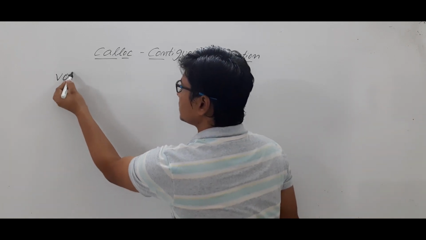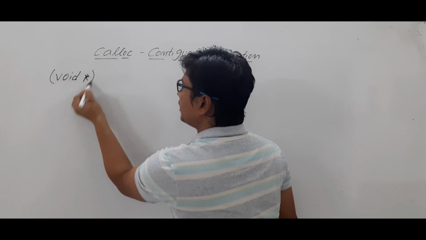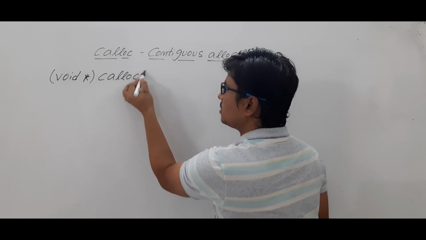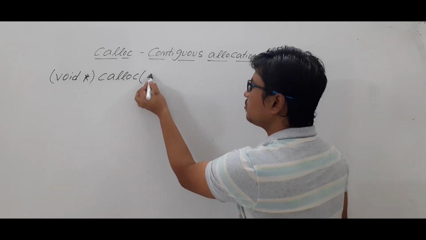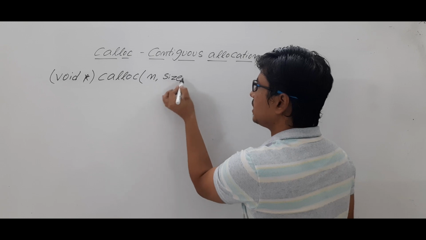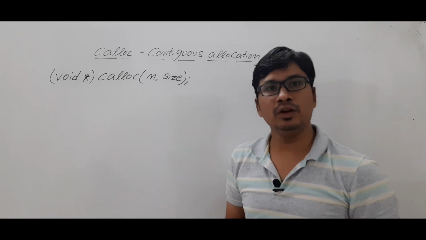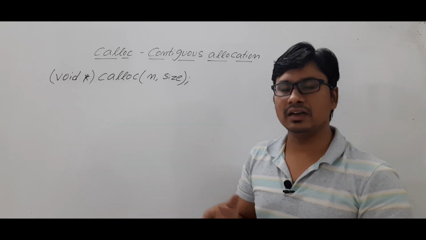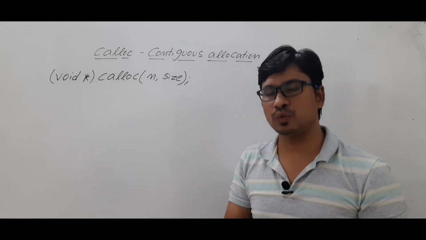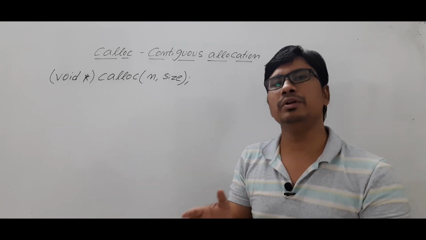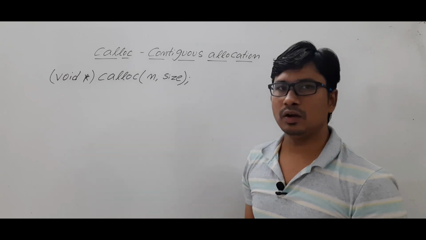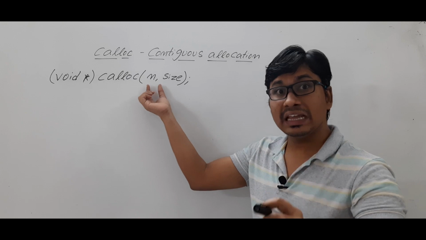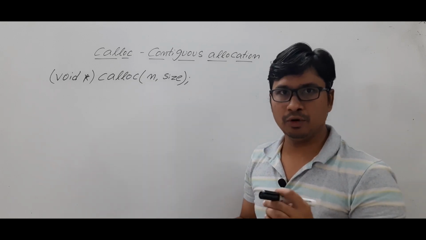Now, the generalized syntax is: it will return a void pointer, same as malloc, and the name of the function you have to give is calloc. Okay, and calloc will take two parameters, one is n and another one is size, whereas malloc will take only one parameter, which is size. Suppose you have specified size as 20 in malloc, then 20 bytes of memory will be allocated. Whereas in calloc, you have to specify the size of one block, then it will create n such blocks. I hope you are understanding.